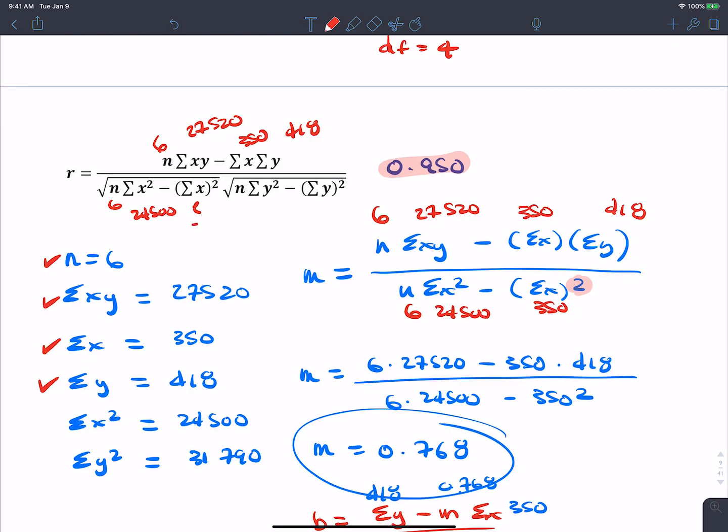And then I have sum x here again. This in here is 350, but I have to raise that to the second power. I do that again over here. This is 6. Sum y squared was 31,790. And then sum y here is 418. Don't forget we raise that to the what? Second power. So I want to remind everybody, as of last week, we had to enter all of this there.